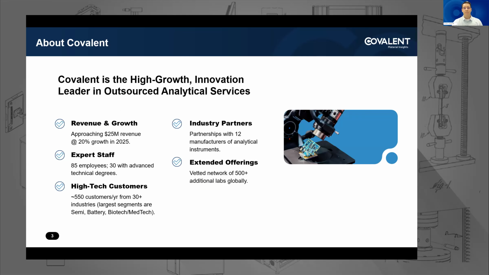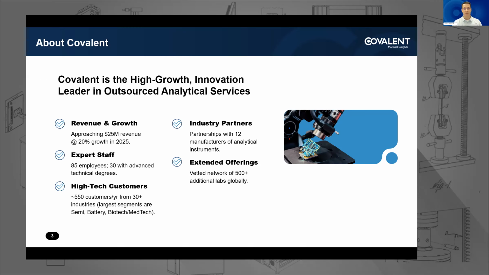This slide talks a little more about us as a company, where we're at in our growth, who we are, and who we work with. Covalent is the high growth innovation leader in outsourced analytical services. In terms of revenue, in 2025, we had $25 million in revenue, which was 20% growth, and we're continuing to accelerate our growth in 2026. We have high expertise staff, 85 employees, 30 of which have advanced technical degrees.